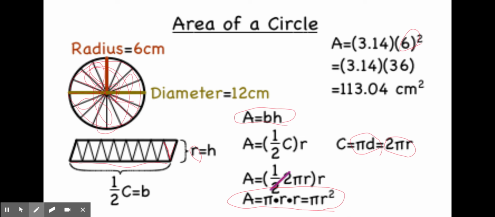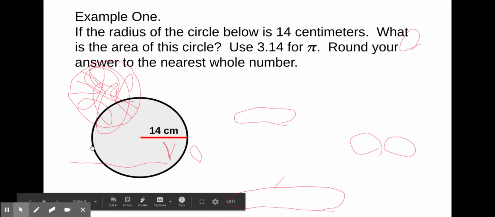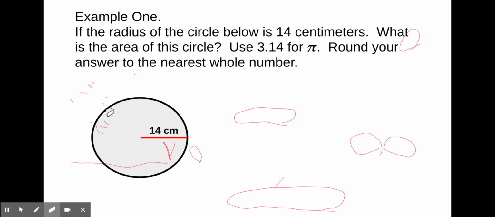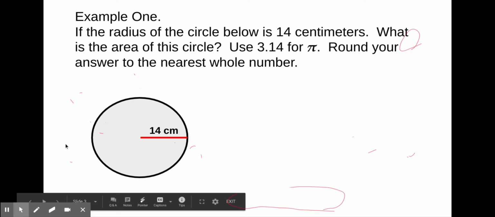All right, so let me go to my next slide here. Next slide. All right, so let's talk about an example problem here, right? If the radius of the circle below is 14 centimeters, what is the area of your circle? So you just plug in here.